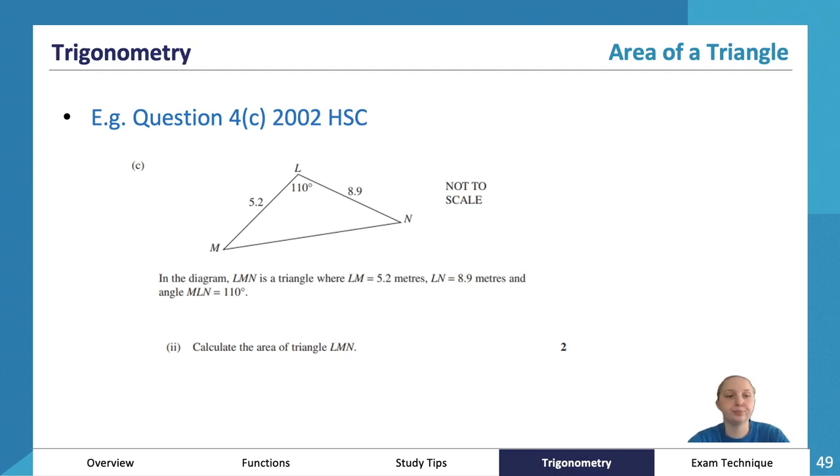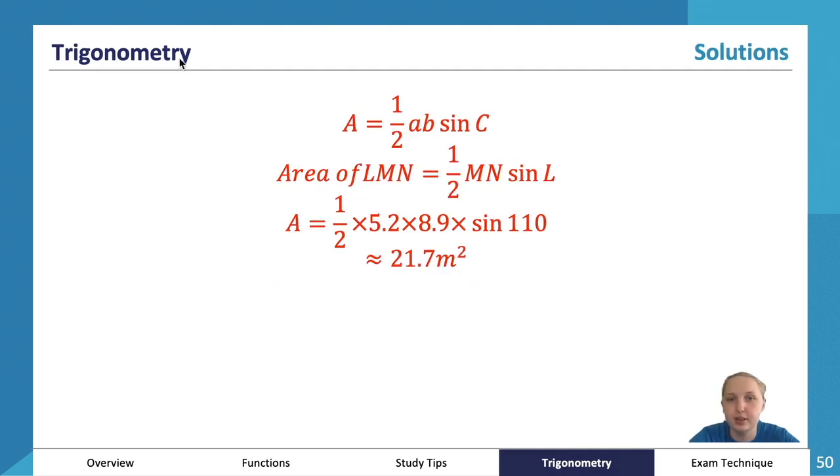Alrighty, so again, this is not too tricky. Area of a triangle is just about substituting things into a formula. So our area equals half times A times B times sine C. So therefore the area of LMN is equal to a half times M times N times sine L. Recognizing here that you've got the 2 sides and whichever side you're not multiplying, that's the angle that you use. So then area is equal to a half times 5.2 times 8.9 times sine of 110. So your area is going to be equal to 21.7 meters squared. Okay, and that's all you've got to do for that.